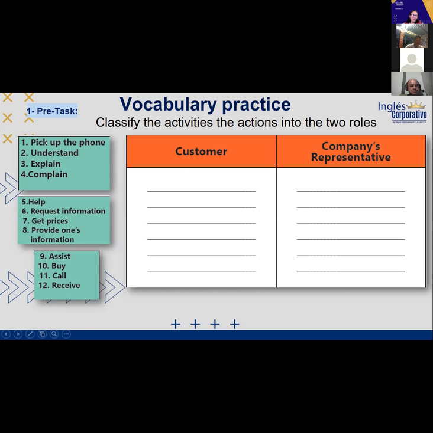Okay, pick up the phone, understand, explain, complain, help, request information, get prices, provide one's information, assist, buy, call, and receive. Tenemos todos estos actions. Podríamos llamarle así. Déjenme, solo les comparto algo más.